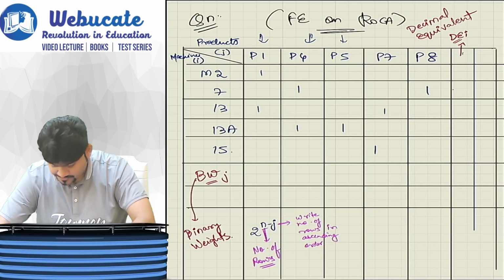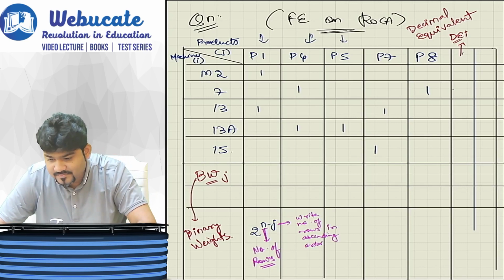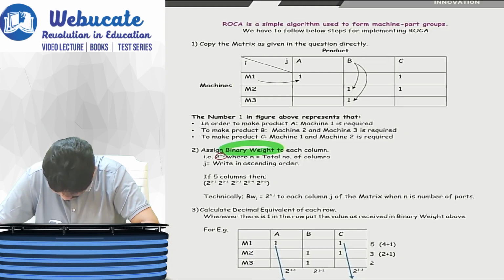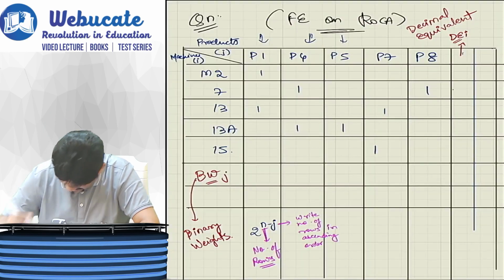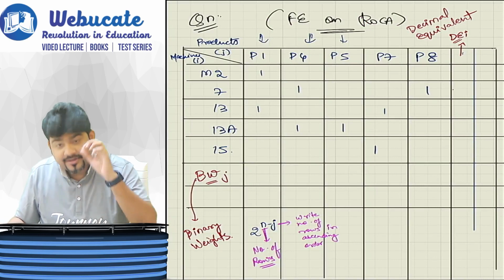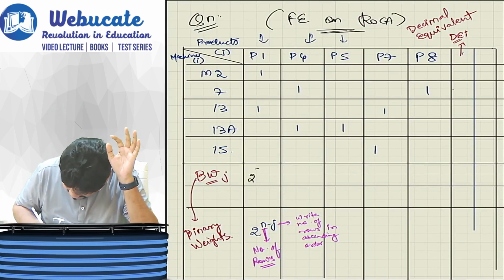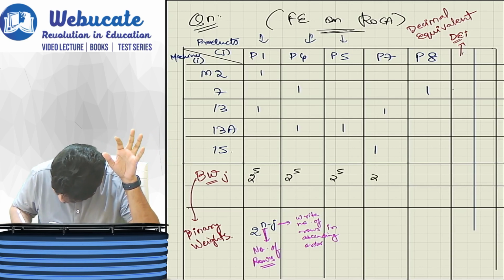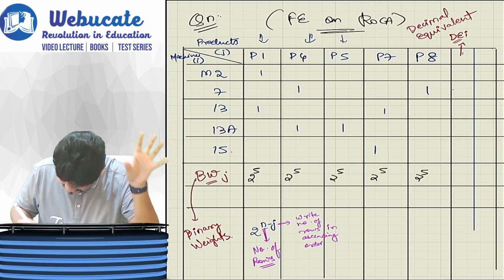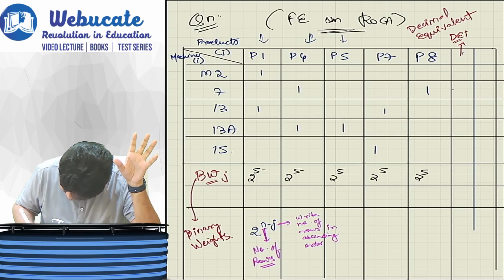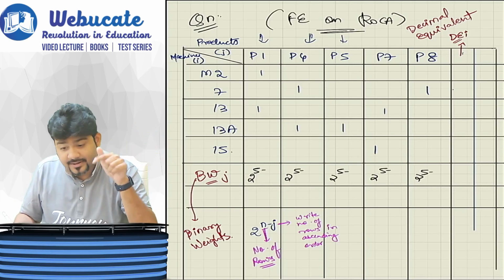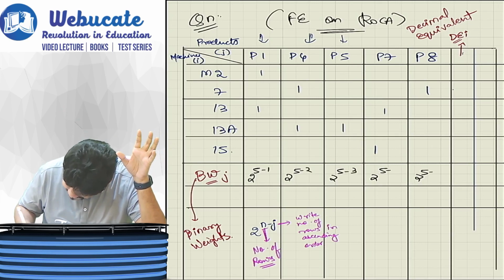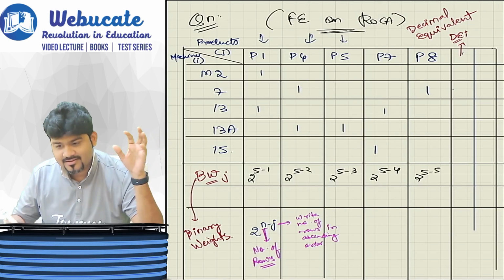Okay, so let's write this down. BW is 2 raised to n minus j. So 2 raised to n, what is 2 raised to n? 2 raised to 5, the number of rows. This is fixed. Minus j. Write the number of rows in ascending order: 1, 2, 3, 4, 5.